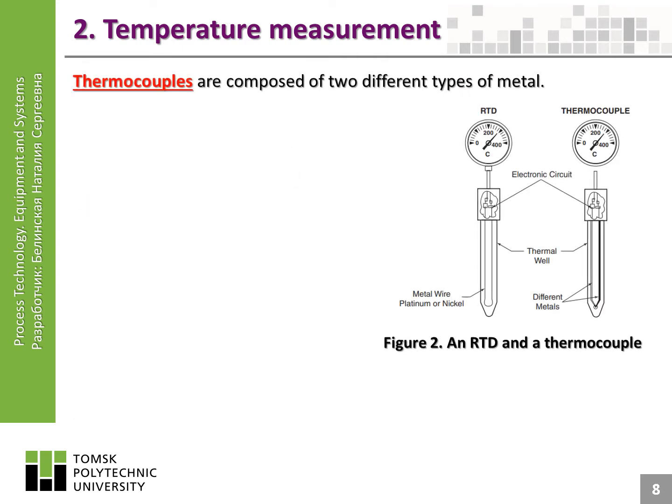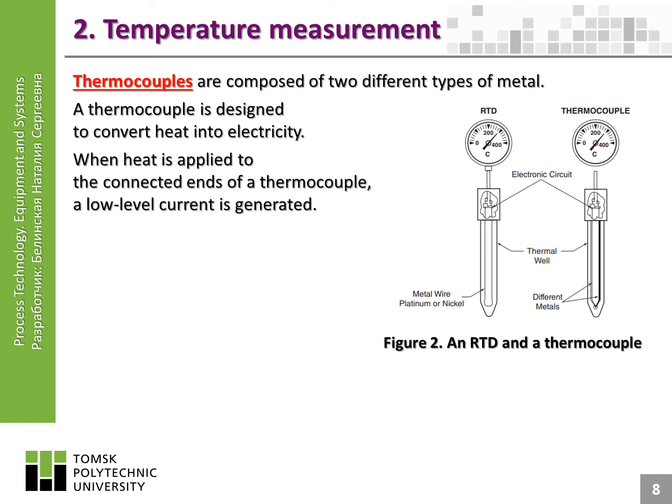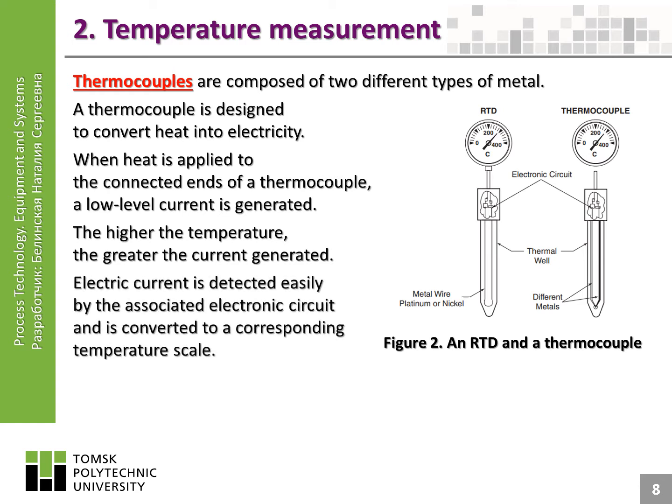Thermocouples are composed of two different types of metal. A thermocouple is designed to convert heat into electricity. When heat is applied to the connected ends of a thermocouple, a low-level current is generated. The higher the temperature, the greater the current generated. Electric current is detected easily by the associated electronic circuit and is converted to a corresponding temperature scale.